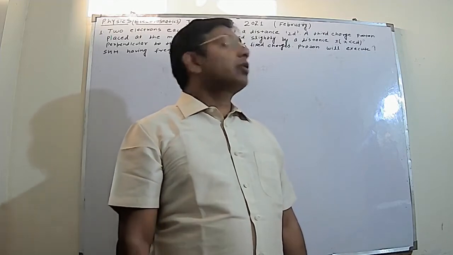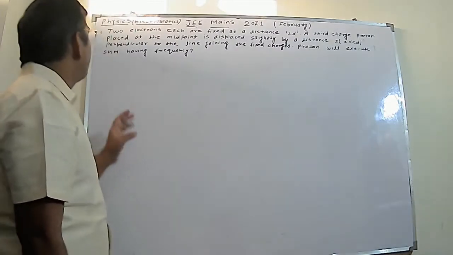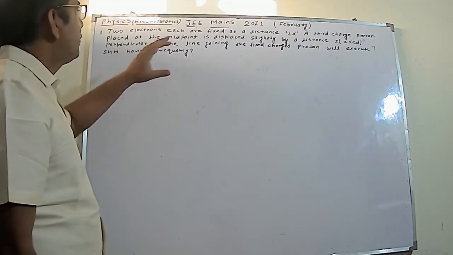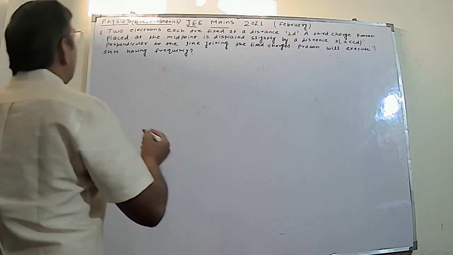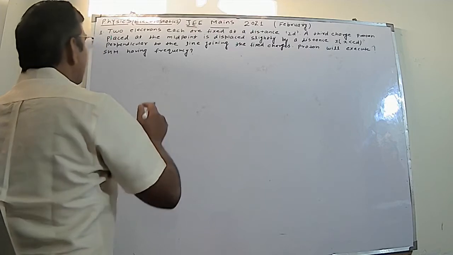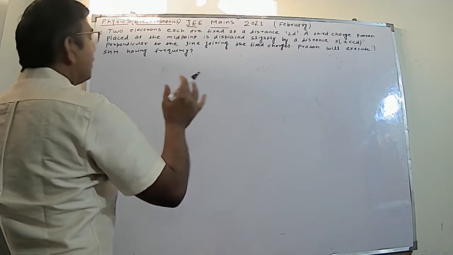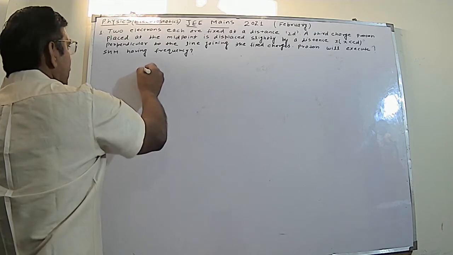Today we will discuss an electrostatics problem from JEE Mains 2021. So let's start with this problem. Two electrons each fixed at a distance 2d, and a charged proton placed at the midpoint is displaced slightly by a distance x. So what is the problem here? You will see.